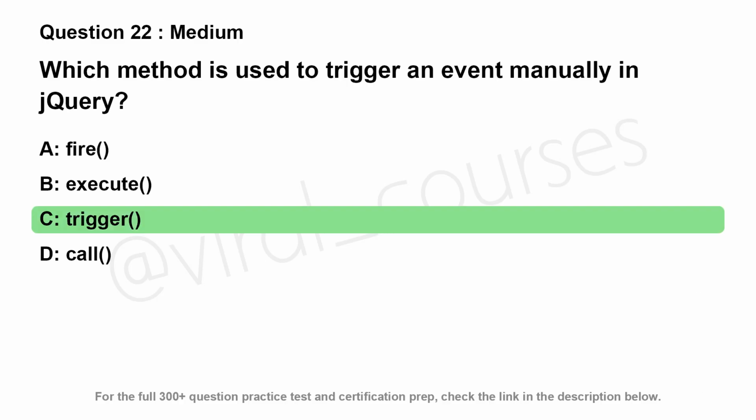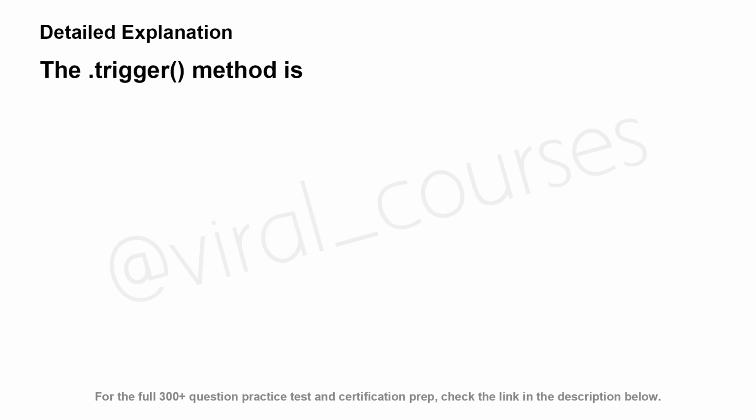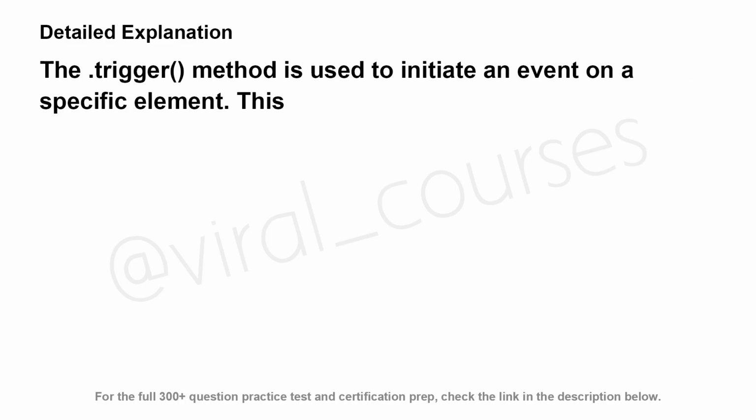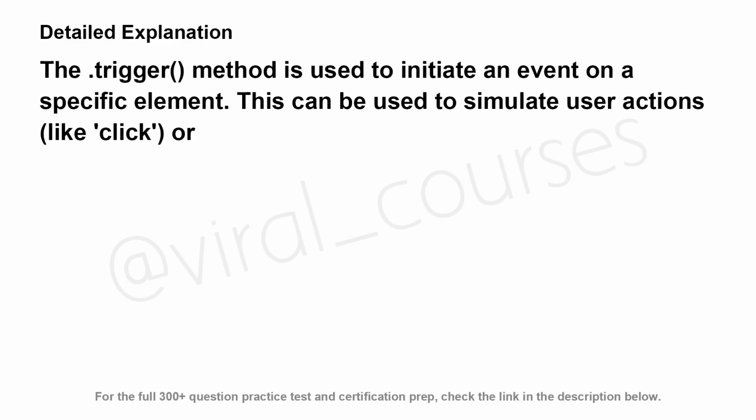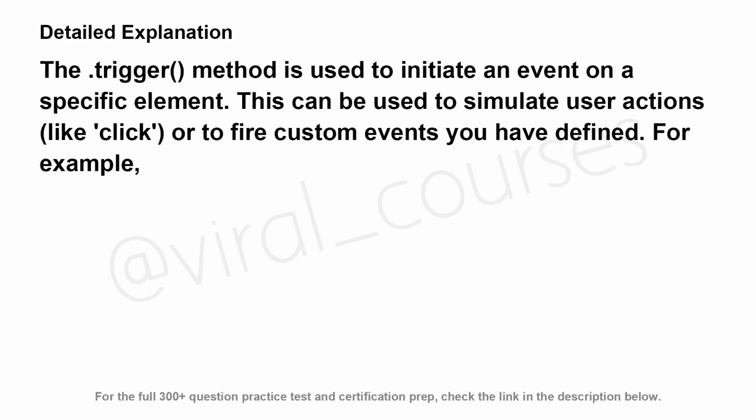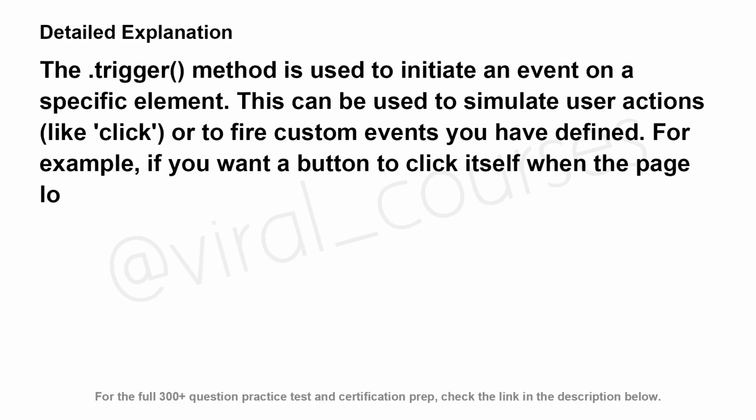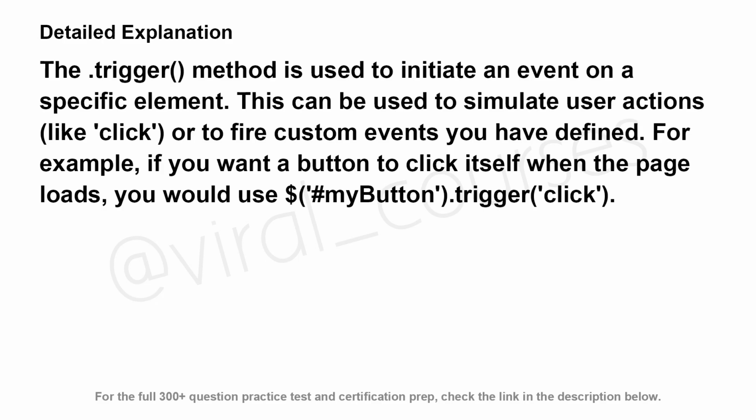The correct answer is C. The trigger method is used to initiate an event on a specific element. This can be used to simulate user actions, like click, or to fire custom events you have defined. For example, if you want a button to click itself when the page loads, you would use $('#myButton').trigger('click').